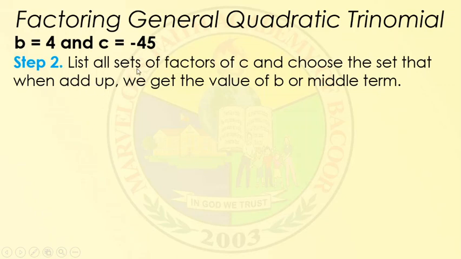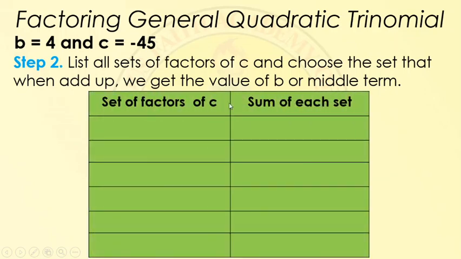Okay? So, list all the set of factors of c and choose the pair that when added up, we get the value of b or the middle term. So, what does that mean? We need to get the factors of negative 45. So, what are the factors of negative 45? Okay? If you notice, when the value of c is negative, the only factors that work are positive times negative, because when you multiply positive times negative, the answer is always negative.